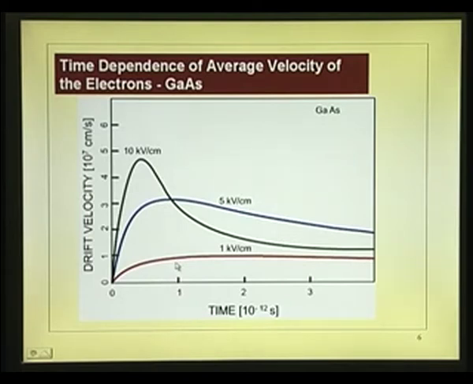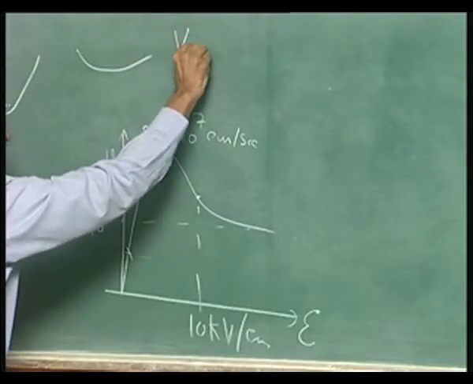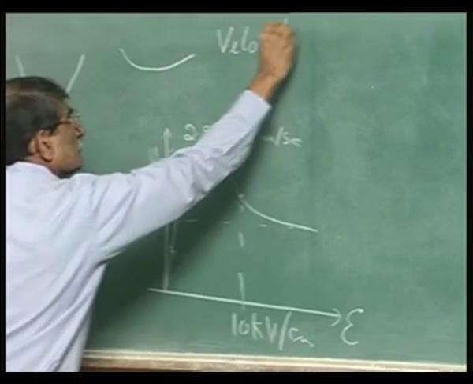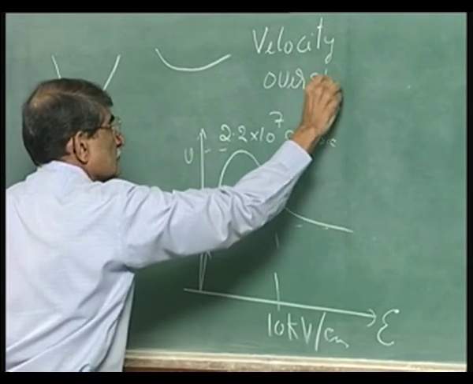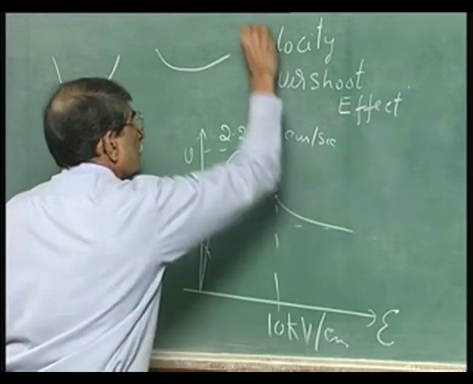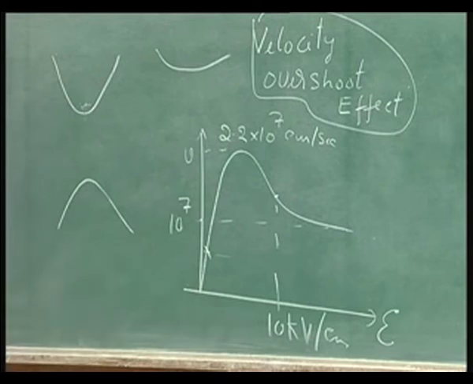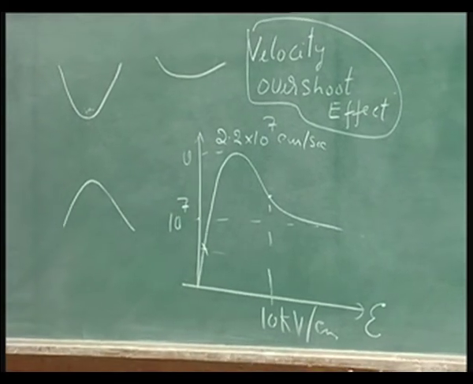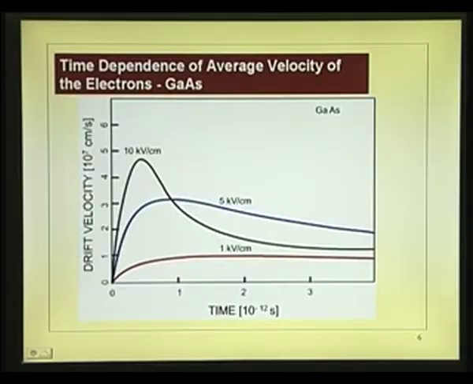So, what is the difference between the two curves? In a low field, there is a transient. It takes about 10 to the power minus 12 seconds to reach that steady state velocity. Whereas, if I apply 10 kV per centimeter, it takes more time, and of course it goes through a velocity overshoot effect. So, this particular effect, which is a transient effect, is called the velocity overshoot effect.